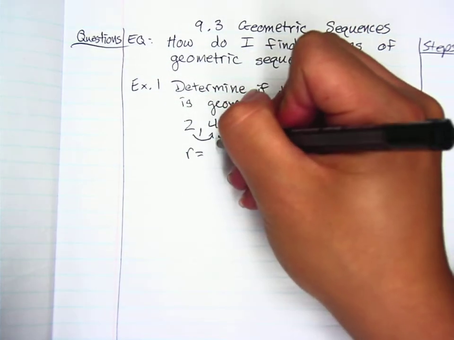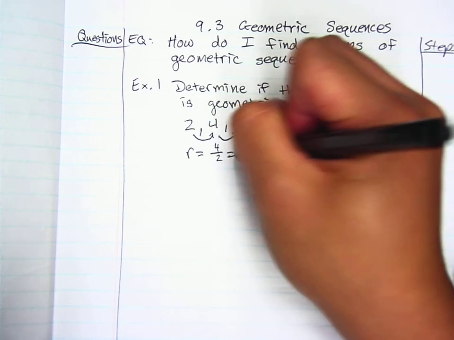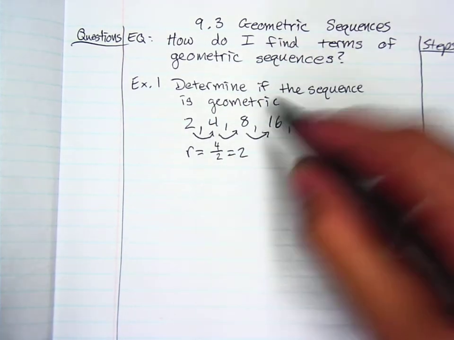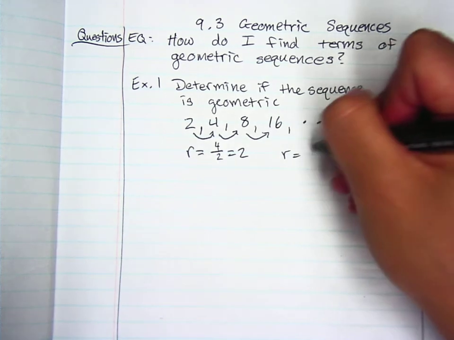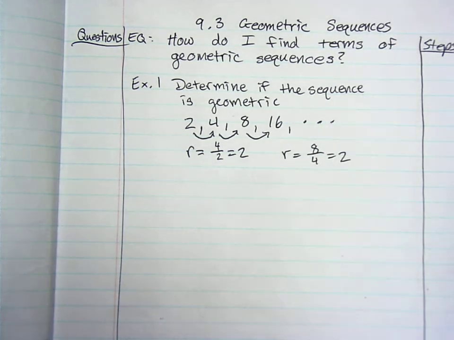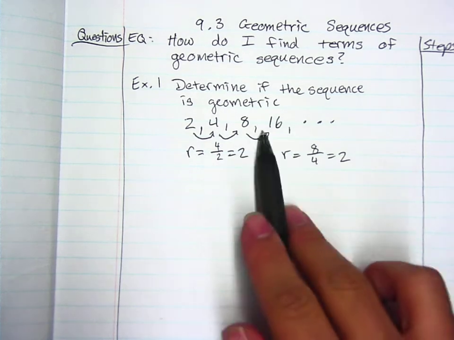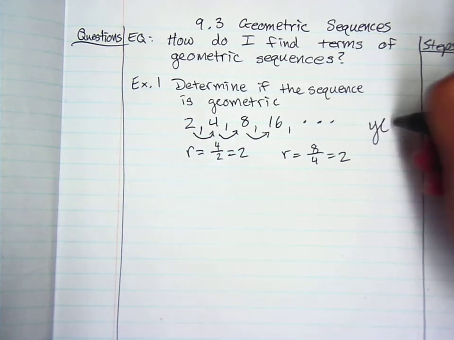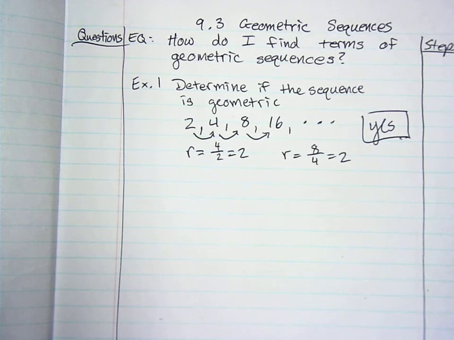In this case, I'm going to do 4 divided by 2. So my ratio for the first two is 2. I'm going to double check just to make sure. 8 divided by 4, that's also going to be 2. So it turns out, as I go along, it's going to be a ratio of 2 every single time. So yes, this is a geometric sequence.